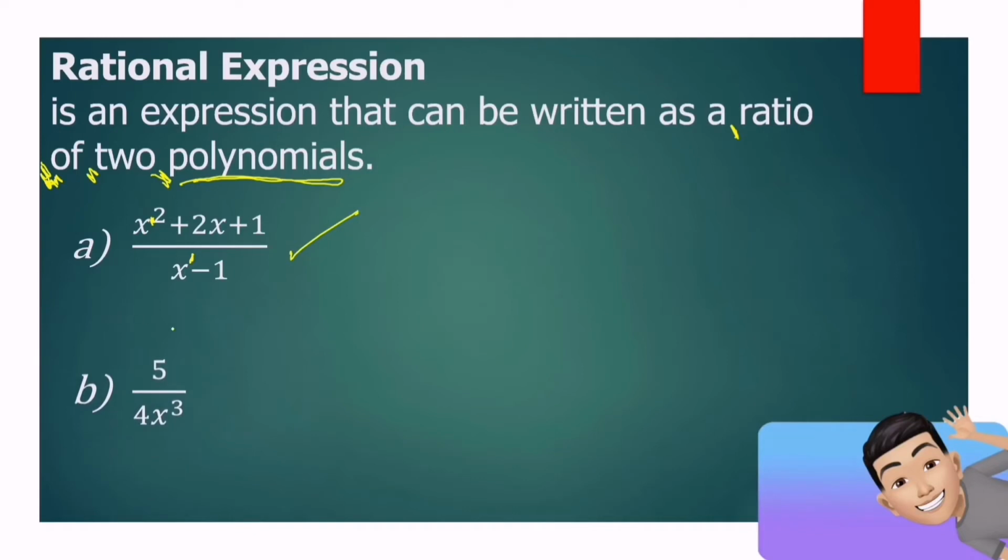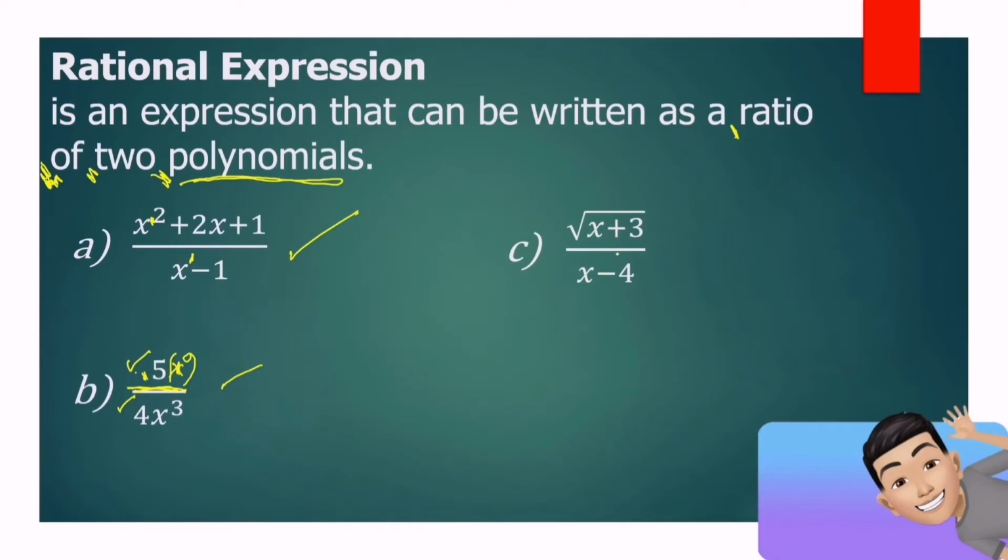Next example. 5 is a constant. Siyempre, polynomial din yan. Kasi yan yung ang katabi talaga niyan is si x raised to 0. Hindi na lang sinusulat yan kasi x raised to 0 is equal to 1. So, 5 times 1 equals 5. And so, polynomial to and another polynomial and then ratio nilang dalawa. That's why B is an example of a rational expression. And how about the C?